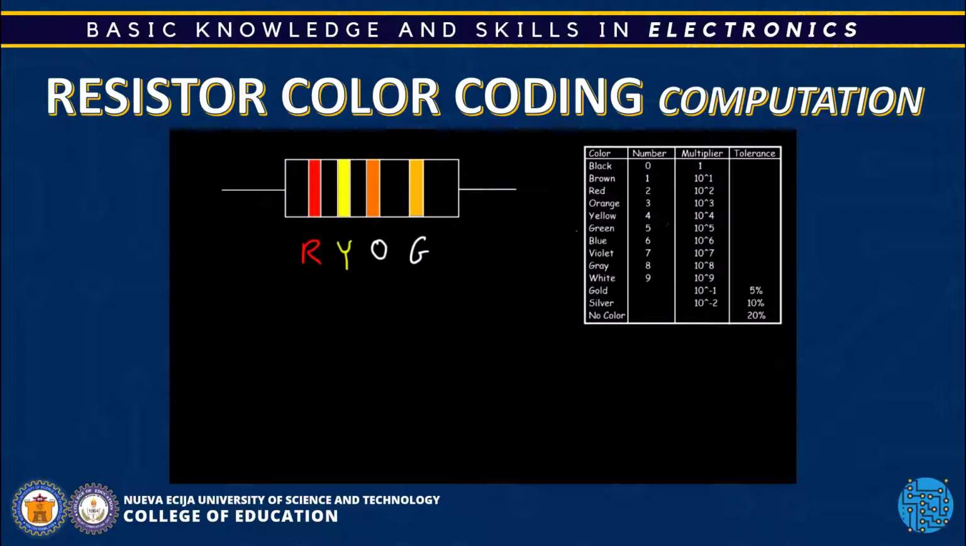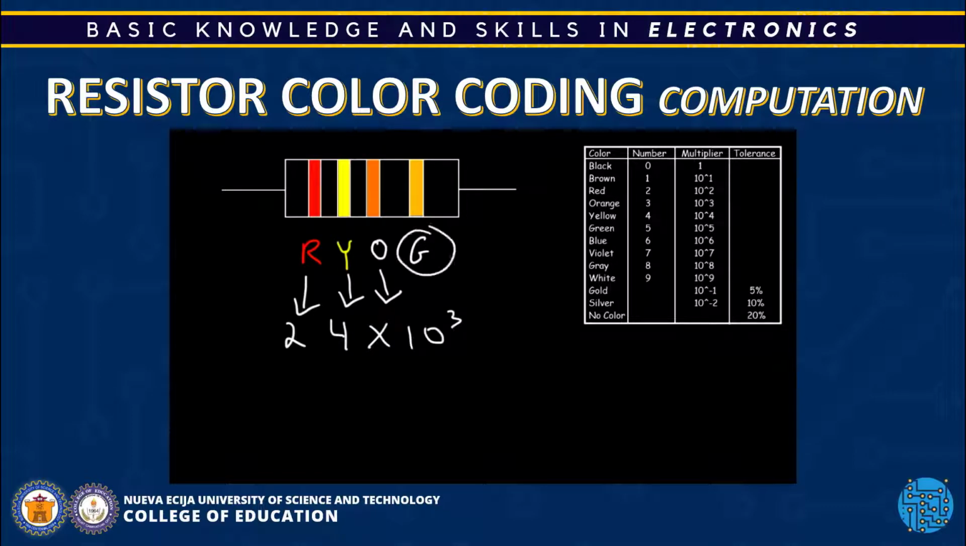So what you need to do is, when you have the first color, which is red, look for the number in a table. So red corresponds to 2. That's the first digit. The second color, yellow, correlates to the second digit. And based on the table, yellow is associated with 4. So you can have 24. O, or orange, is 3, but the third number is the multiplier. The first two colors correspond to the first two digits. The third color corresponds to the multiplier, which is 10 to the third. So this is 24 times 10 to the third.